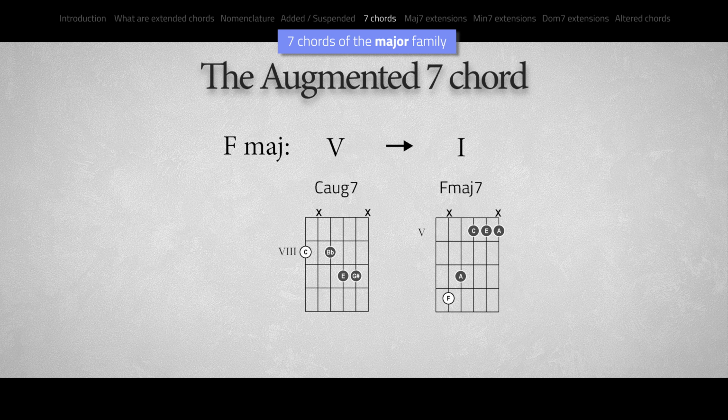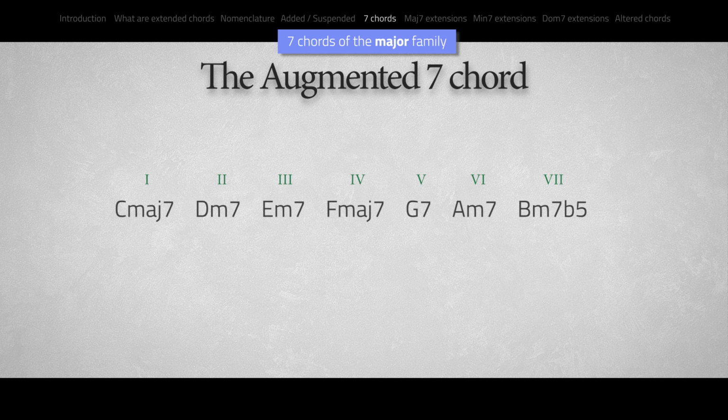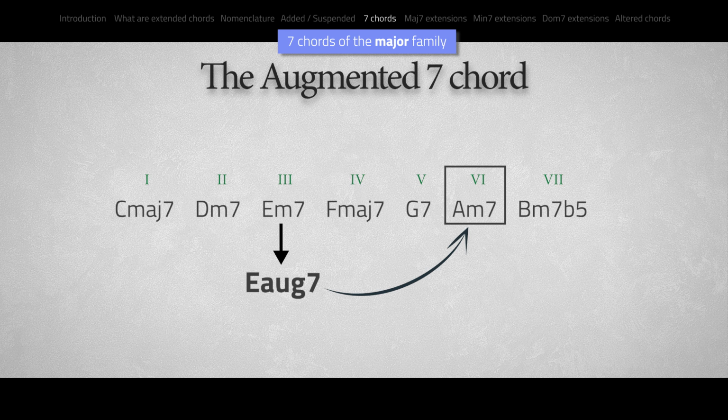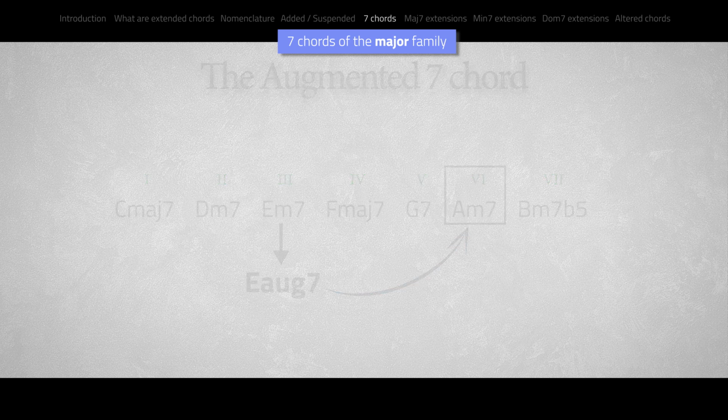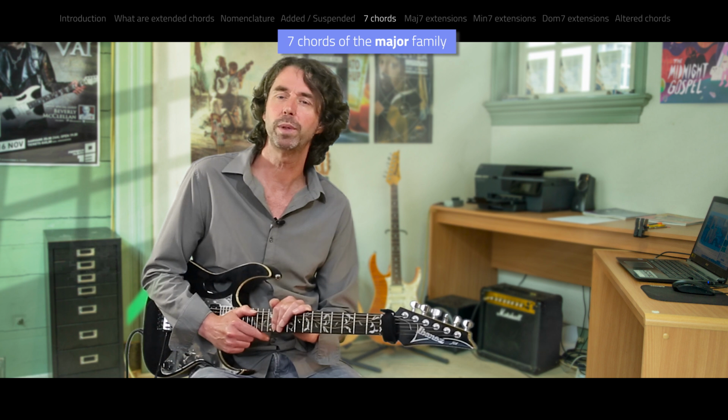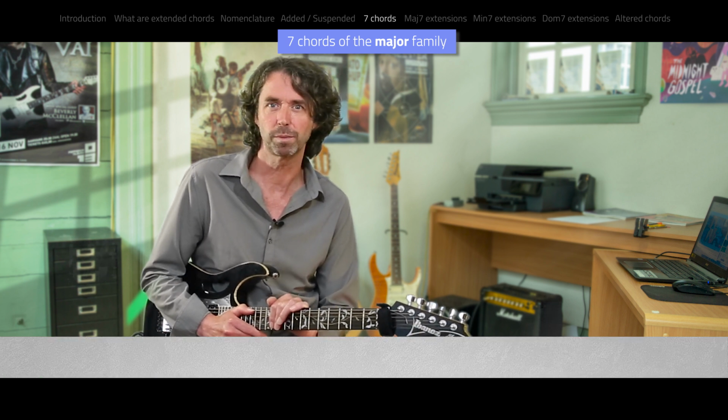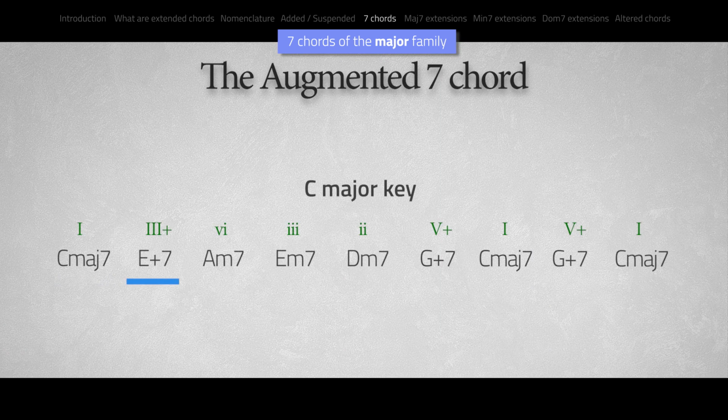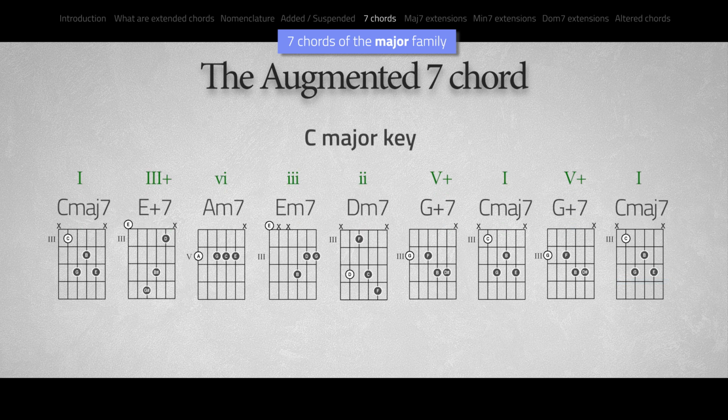But there are very nice alternatives, like using it as a 3rd degree in a major key to resolve to the minor 6th. In this case, the augmented chord serves as a secondary dominant. Now here's a typical example with augmented 7 chords. C major 7, E augmented 7, A minor 7, E minor 7, D minor 7, G augmented 7, C major 7, G augmented 7, and ending with a C major 7.